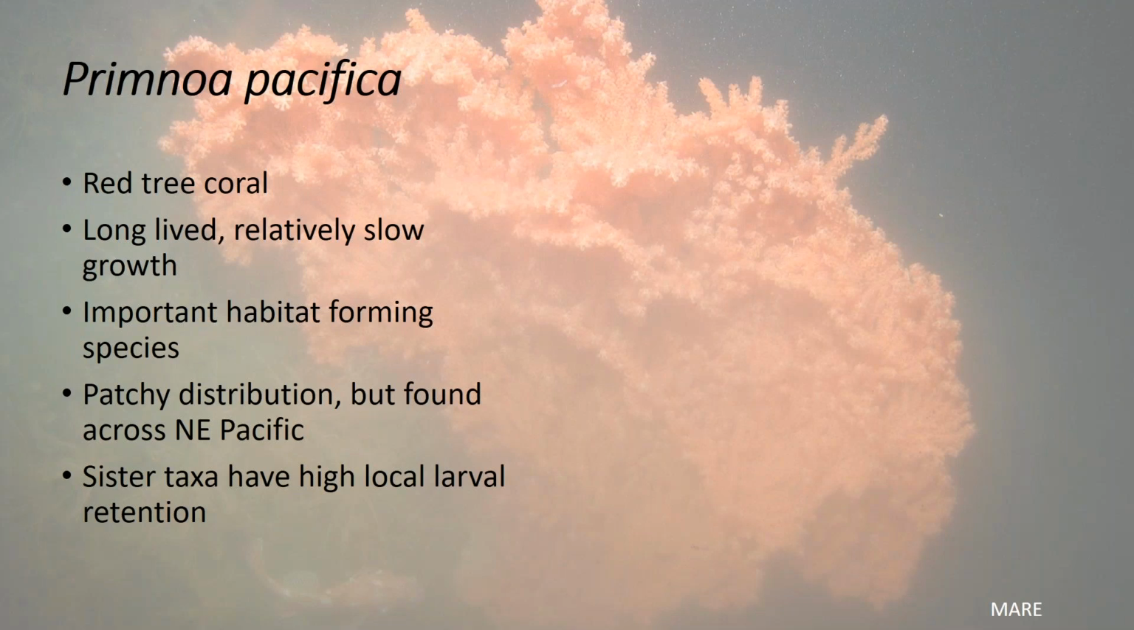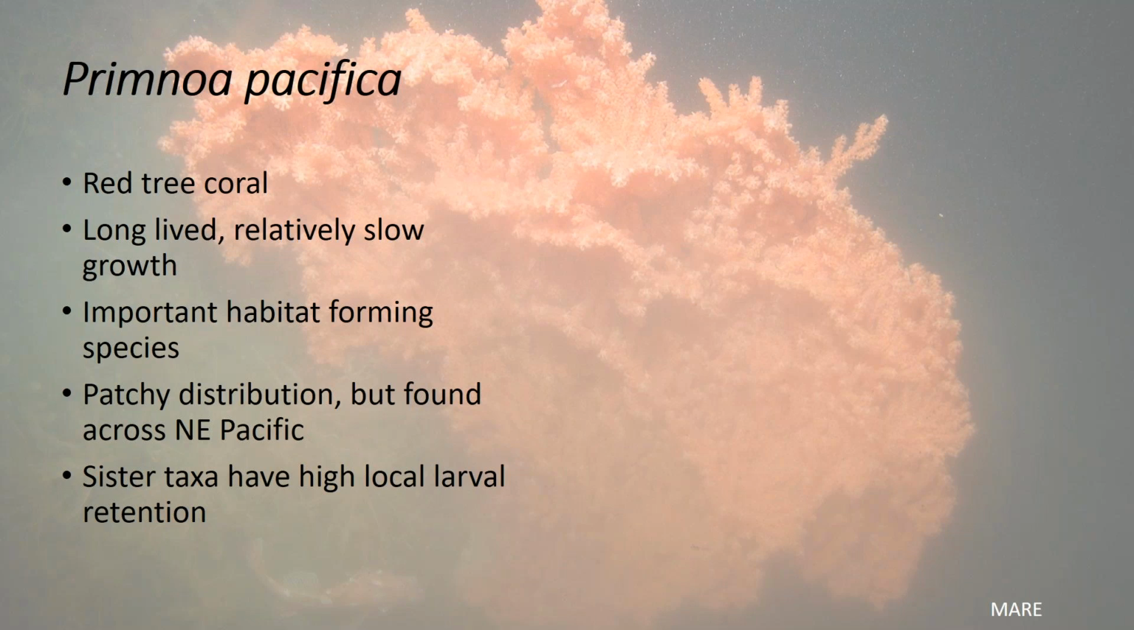So we've carried out RAD sequencing in Primnoa pacifica, which is, as I said earlier, the red tree coral. You're seeing an image of it here in the background. These are a long-lived and relatively slow-growing species. They can grow into colonies that can be several meters across, and that means that they're also very important as habitat for fish, including things like commercially important groundfish species.